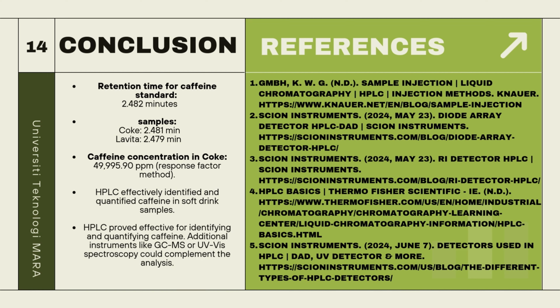To enhance the experiment, other instruments like gas chromatography-mass spectrometry, GC-MS, could be employed for further confirmation of compound identity and to analyze volatile compounds. Additionally, incorporating ultraviolet-visible, UV-Vis, spectroscopy could provide complementary data for caffeine identification and quantification.